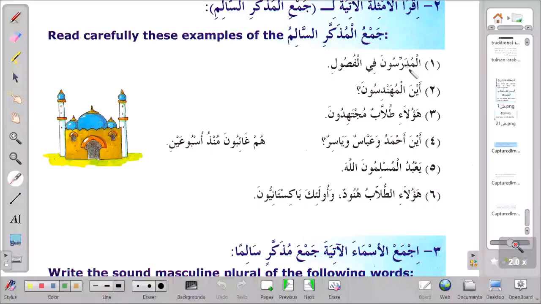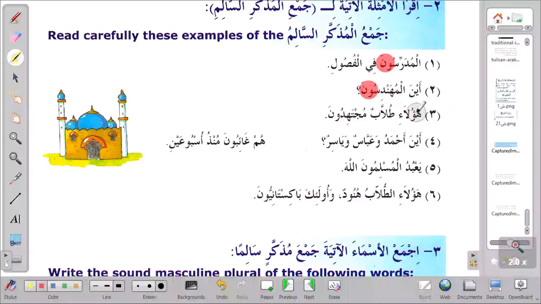The first one here, Al-Mudarrisuna fil Fusul. That is, the teachers are in the classroom. Al-Mudarrisuna, because it is marfu. That is why they say Al-Mudarrisuna. Now, let me change it. Aina Al-Muhandisuna. So you see, it is marfu.